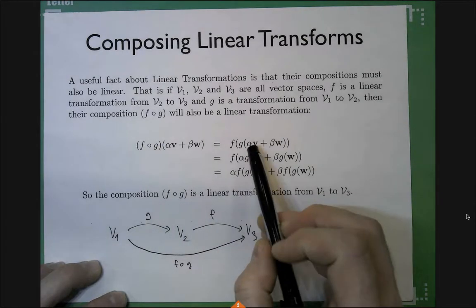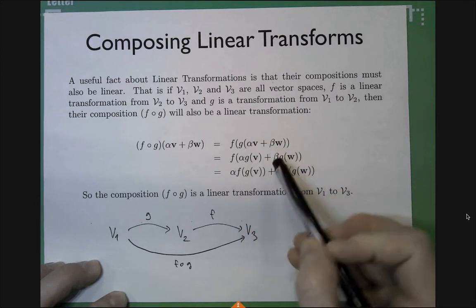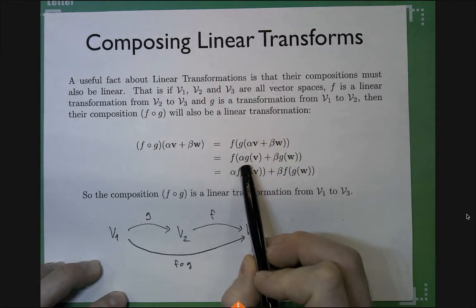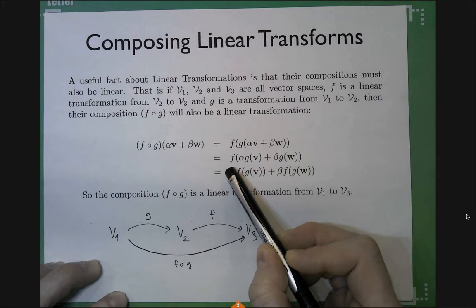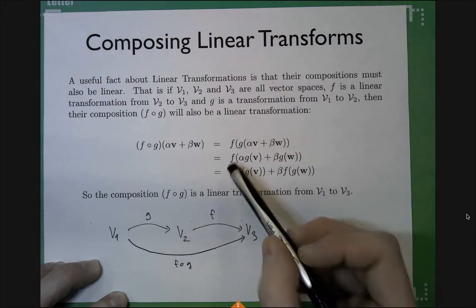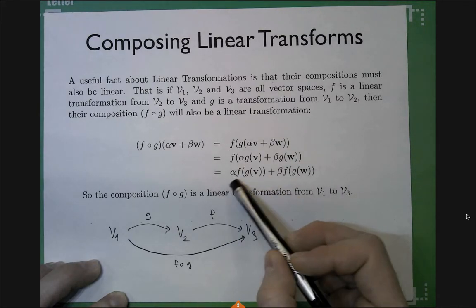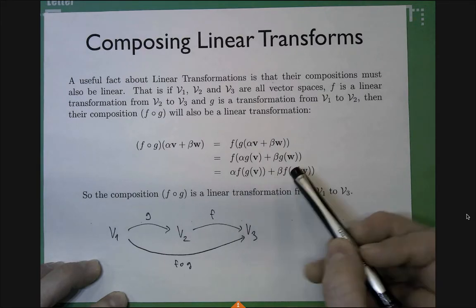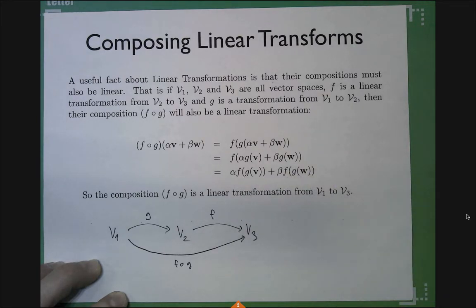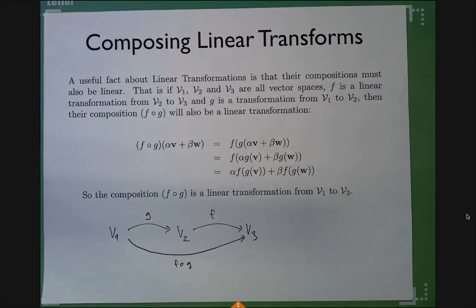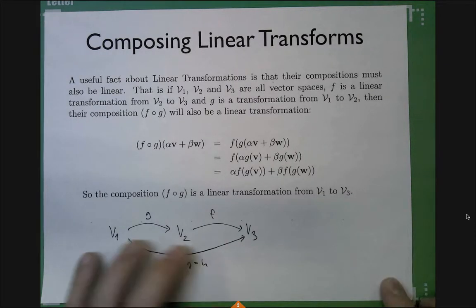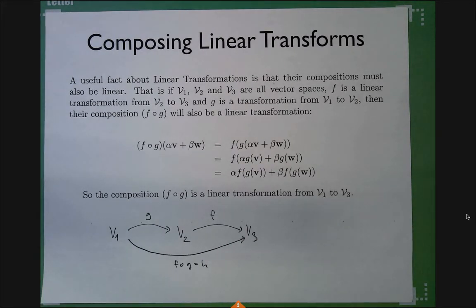Okay, so first applying G. Well, G is linear, right? So this is equivalent to alpha GV plus beta GW. But then F is linear again, so I can apply the linear property of F as well, and I get that this is alpha F composed with G of V plus beta F composed with G of W. So clearly F composed with G, I could also denote it as some H if you wanted to make it quicker, is also a linear transformation going from V1 to V3.